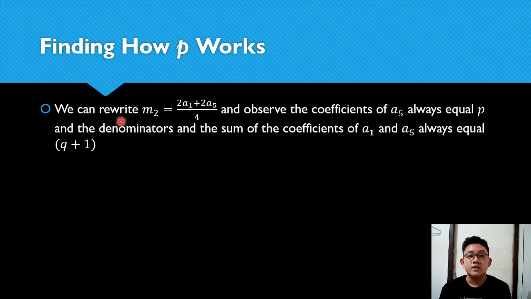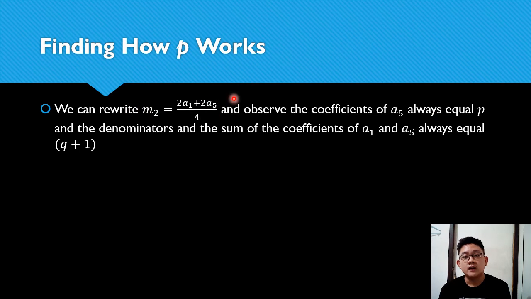We can then rewrite m sub 2 is equal to 2a sub 1 plus 2a sub 5 all over 4, and observe the coefficients of a sub 5 always equal p, because earlier we saw that m sub 1 is equal to 3a sub 1 plus a sub 5 all over 4, and m sub 3 is a sub 1 plus 3a sub 5 all over 4.